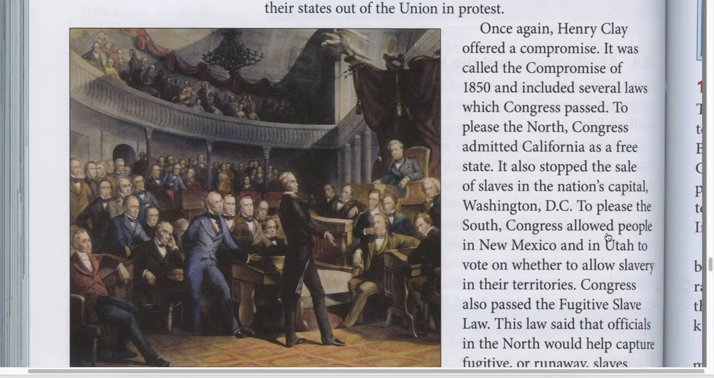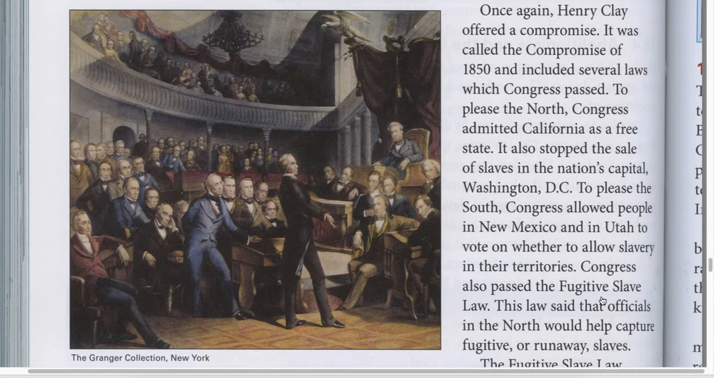To please the South, Congress allowed people in New Mexico and Utah to vote on whether to allow slavery in their territories. Congress also passed the Fugitive Slave Law. This law said that officials in the North would help capture fugitive or runaway enslaved people. So, to please the South, because the South was big into popular sovereignty, which is the idea that the states choose what they want to be, the New Mexico and Utah Territory, soon to become states, would choose for themselves whether they wanted to be slave or free. And then this Fugitive Slave Law was passed, and that said that there were officials in the North that would return enslaved people and even help capture them.